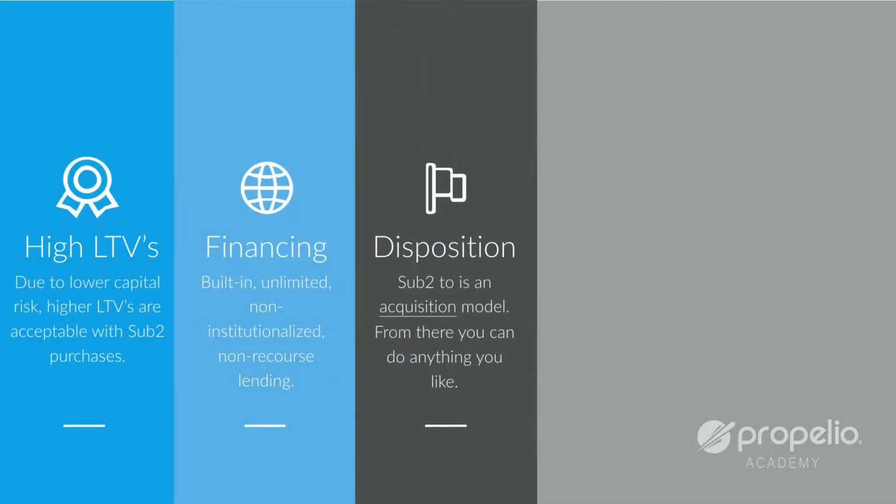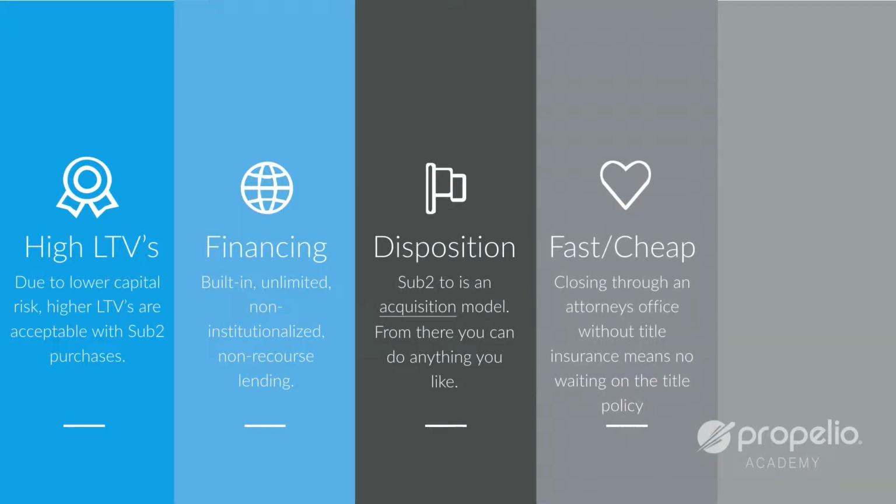Again, disposition. Subject to is an acquisition model. Once you've acquired it, you can do anything you want, but subject to is a way to buy properties, okay? It's a fast and cheap way to buy. You can take a property down with subject to quickly. You can close within only a couple of days on this. You're not having to wait on title companies and all that kind of stuff because you don't need a title policy on subject to transactions.